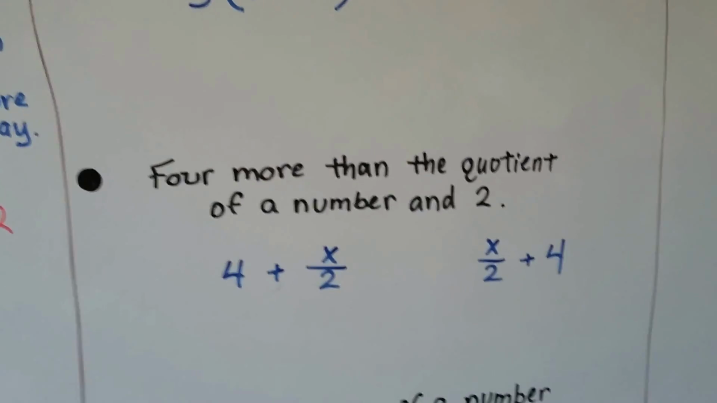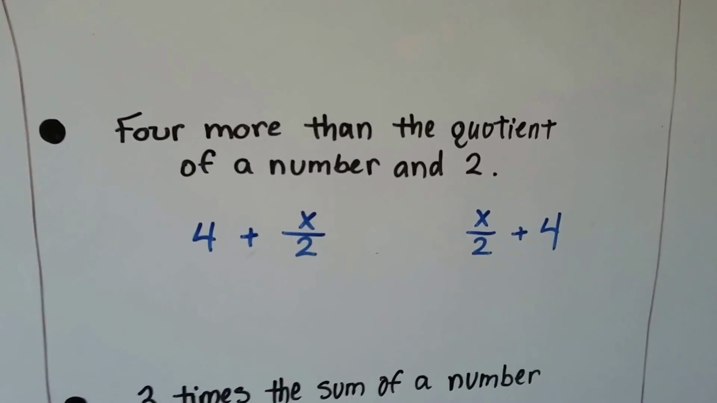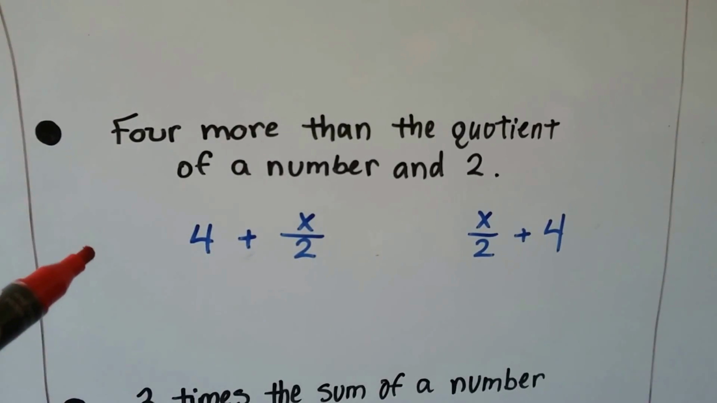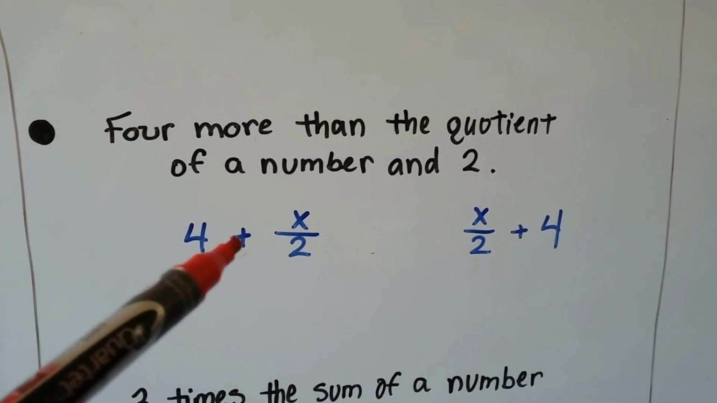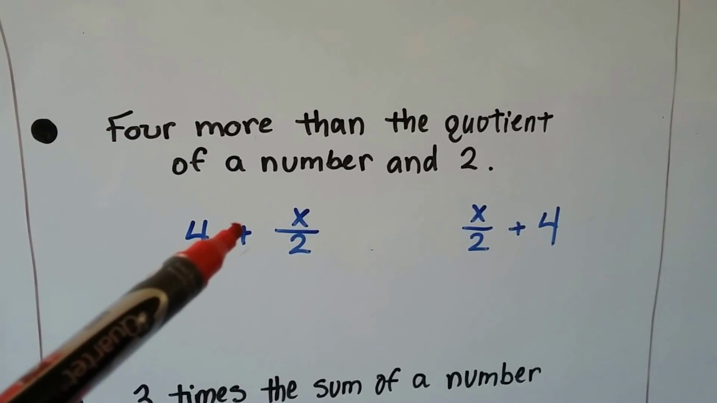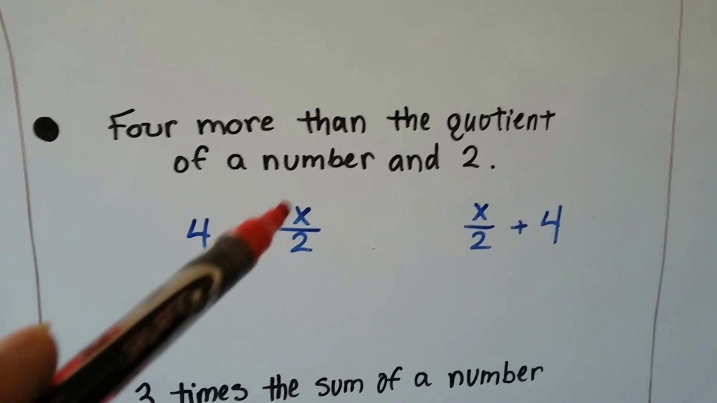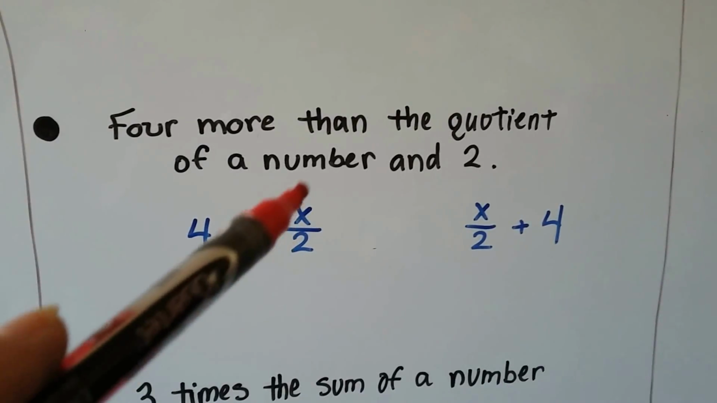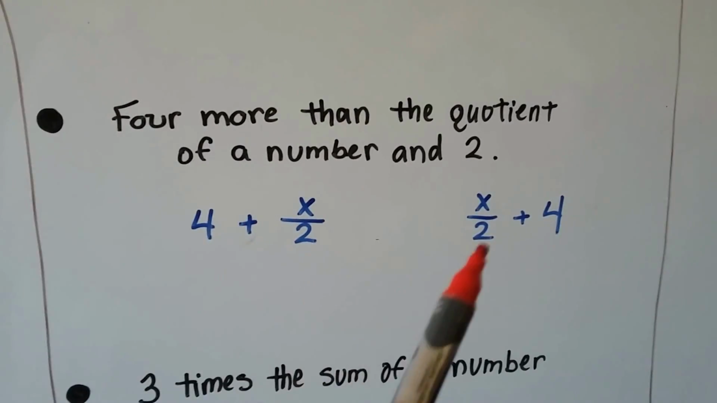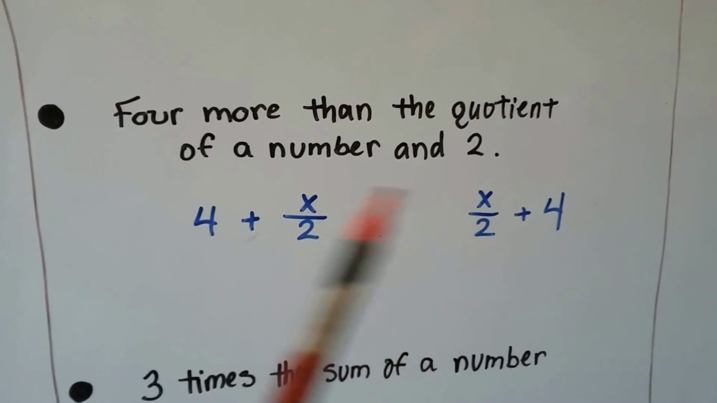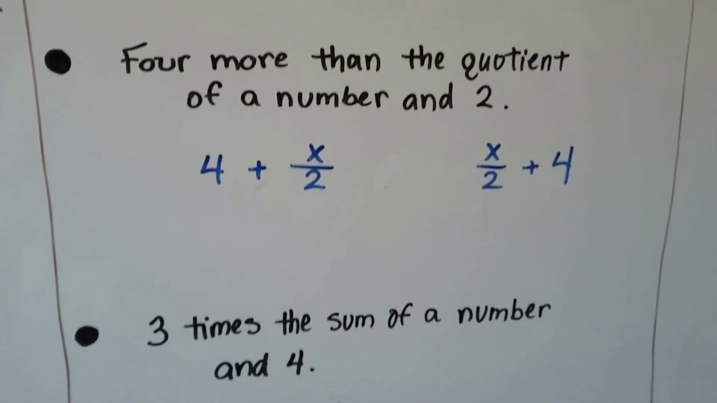All right. This one says 4 more than the quotient of a number and 2. So 4 more would be 4 plus, and the quotient of a number and 2 would be x divided by 2. It's a number and 2, we get its quotient, see? And because it's addition, we can also say x divided by 2 plus 4. Either way, it's going to be correct.